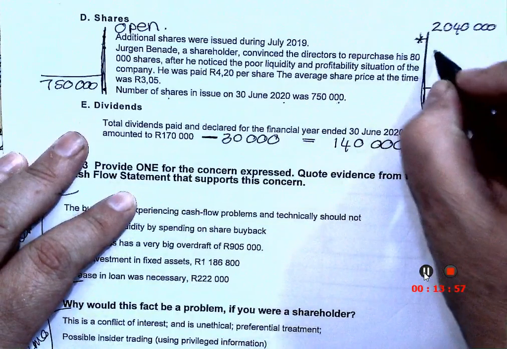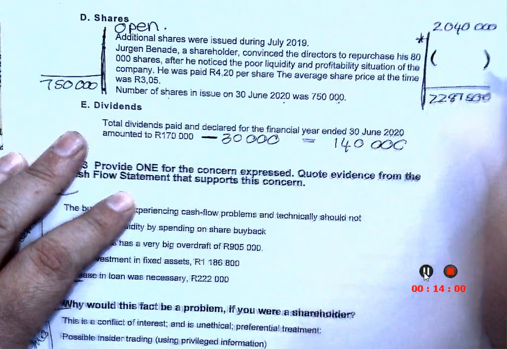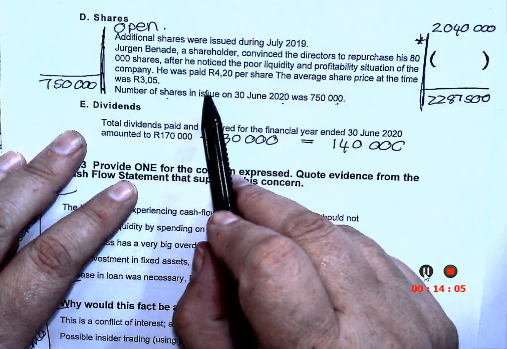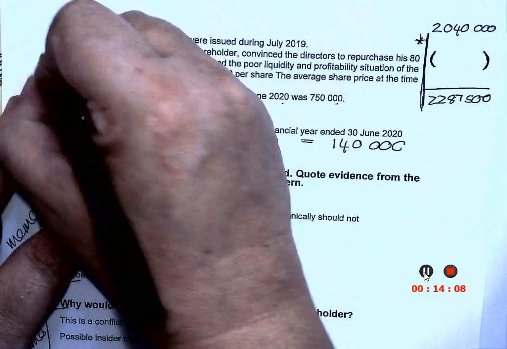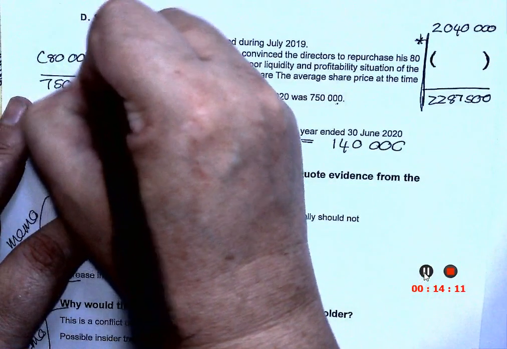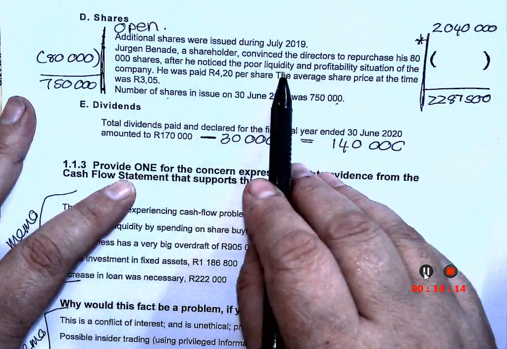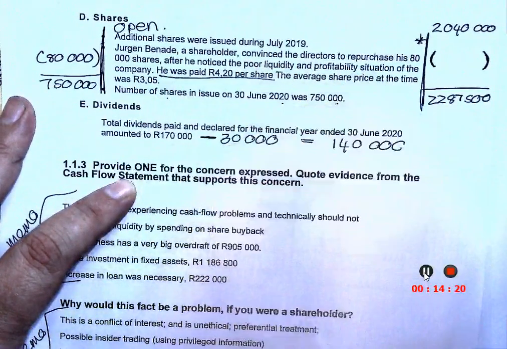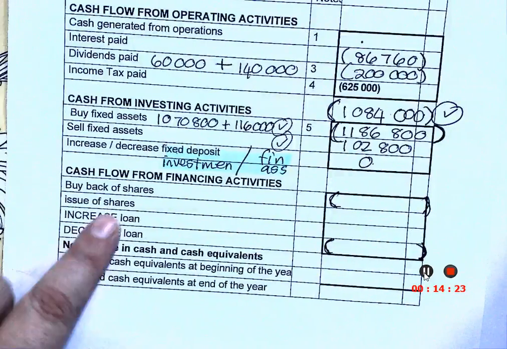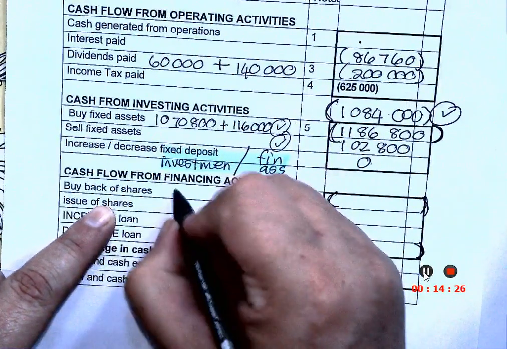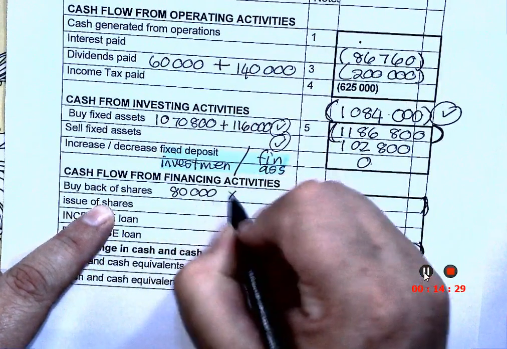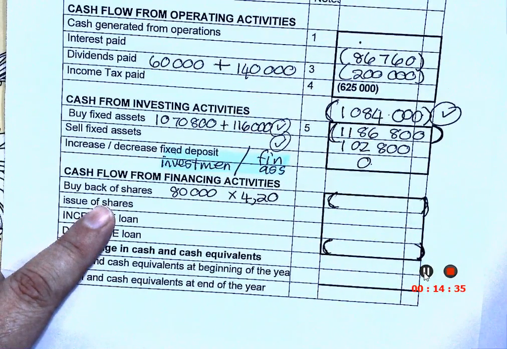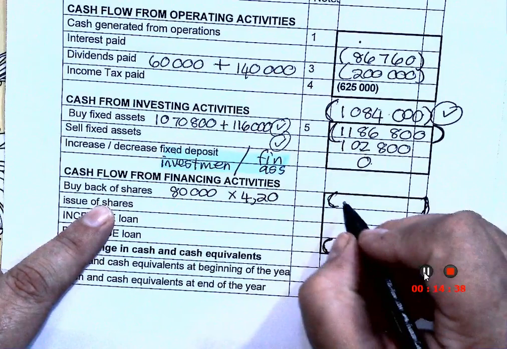This one, I need. Okay, but now quickly look at this. They say, Jurgen Benardi, a shareholder, convinced directors to repurchase 80,000 shares. After he noticed the poor liquidity and profitability, he was paid R4.20 a share. Can you see that's immediately the buyback of shares? So we bought back 80,000 at R4.20 because you want to know the full cash thing going on here. And what does that give you? 336.